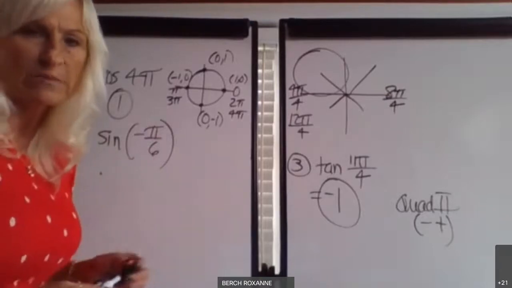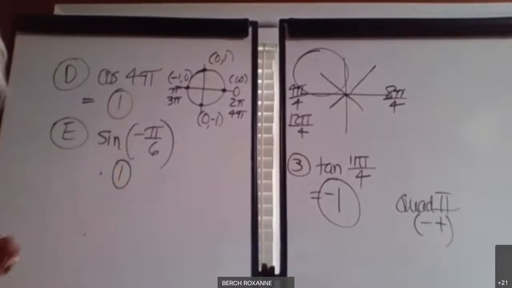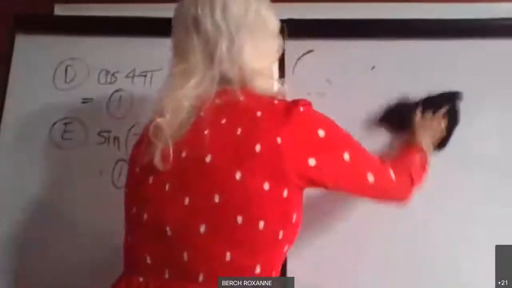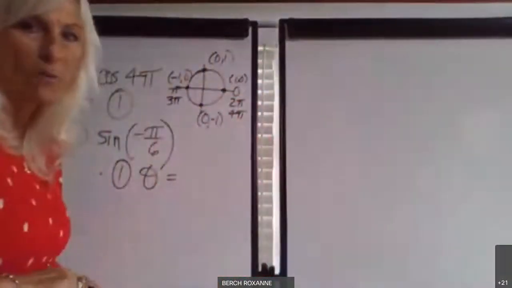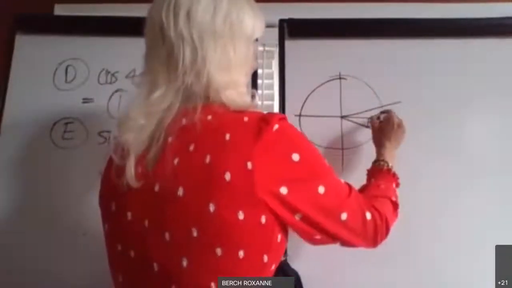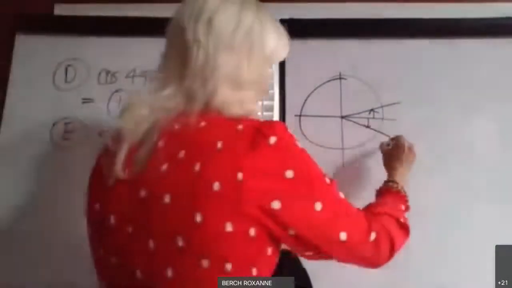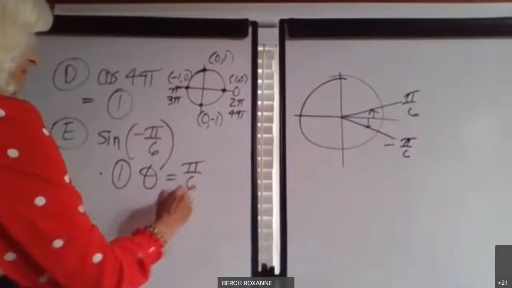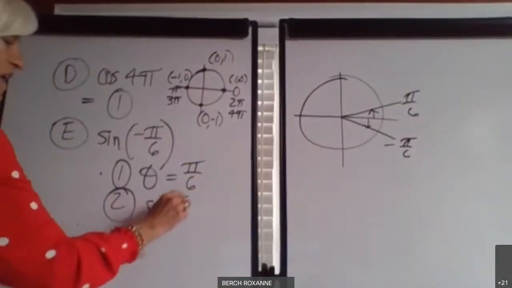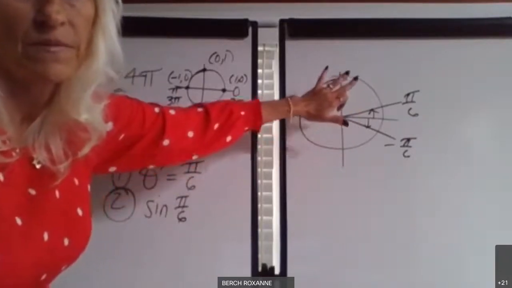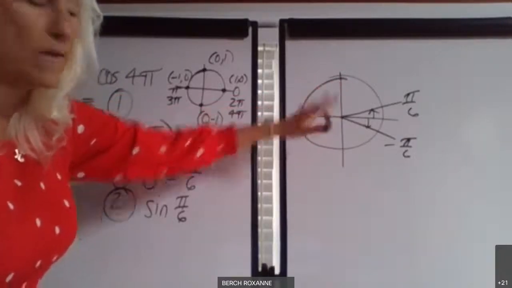So we haven't even talked about negative angles, so let's talk about some negative angles. What is the reference angle for negative pi over 6? Pi over 6. So those of you who are more visual, I'm going to show you what's going on here. Negative pi over 6 is there. So what would be the reference angle? Positive pi over 6. So this angle right here is negative pi over 6, and that angle is positive pi over 6. So we want to know the sine of pi over 6. Well, what's the sine of pi over 6? 1/2.